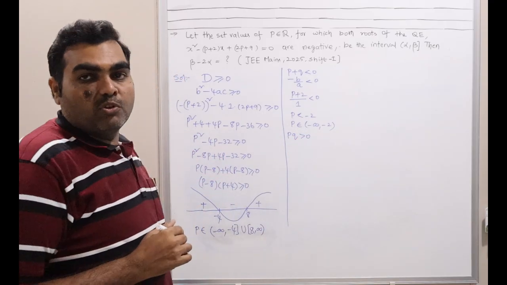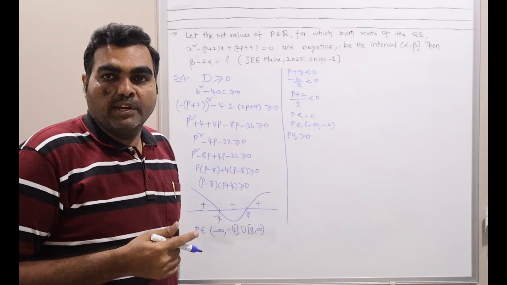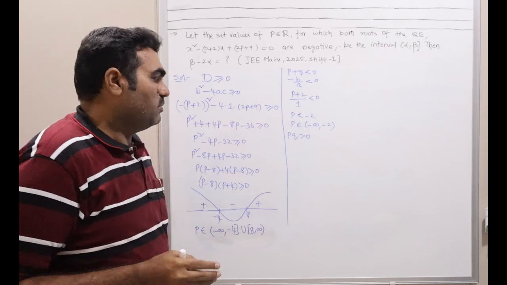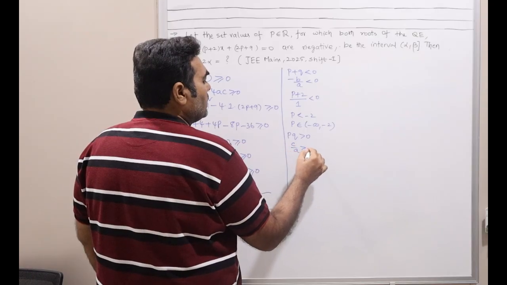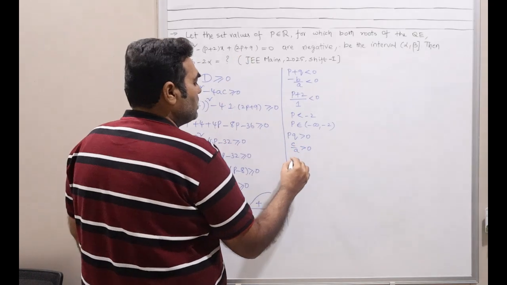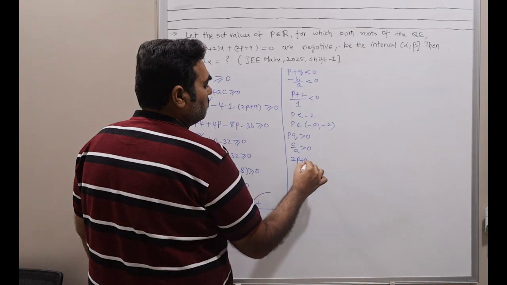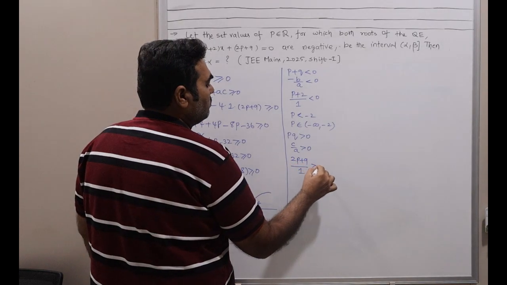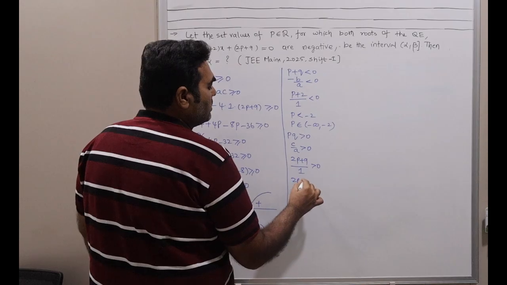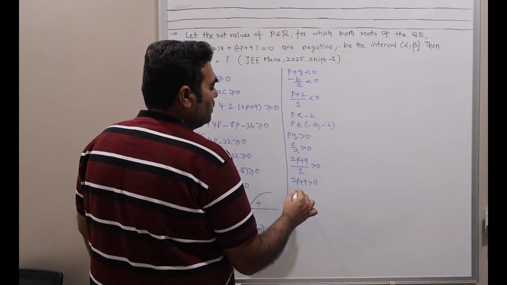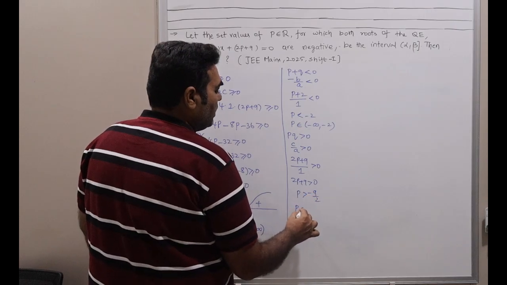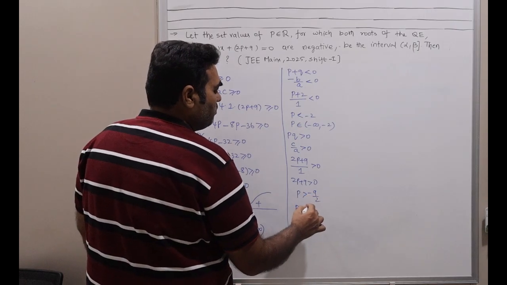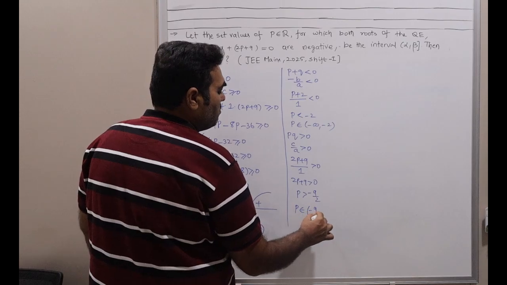The roots are negative, both the roots are negative, so the product will be positive, right? Minus into minus is positive, right? So the product is given by c by a. So c is 2p plus 9, and a is 1. So 2p plus 9 is greater than 0, p is greater than minus 9 by 2. So this I can write as p belongs to minus 9 by 2 to infinity.